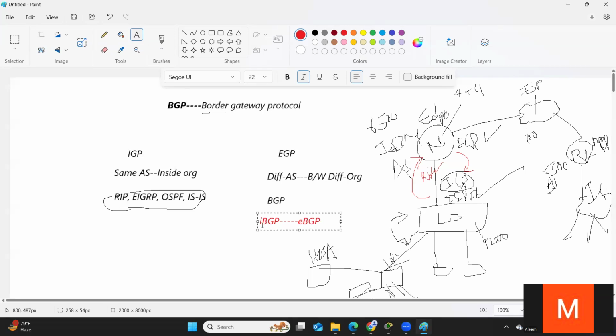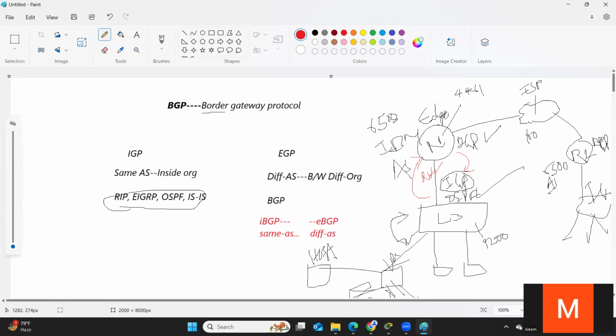IBGP works within the same AS number, and EBGP protocol will work between different AS. So this one is the same AS and this one is a different AS. These are the two different types of neighborship we have. If we are using the same AS, this one is the same AS and this one is the same AS.